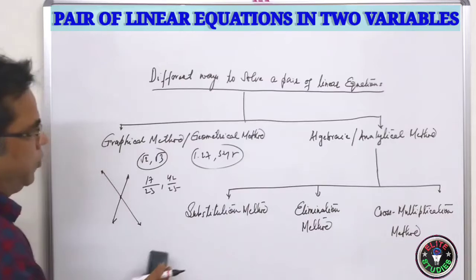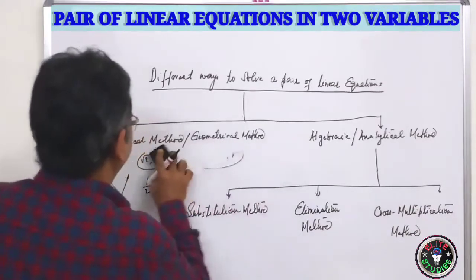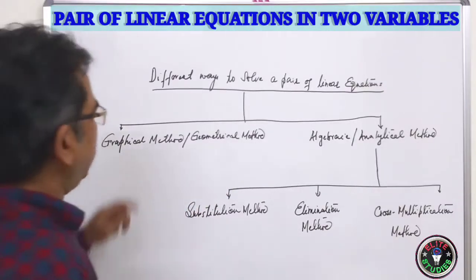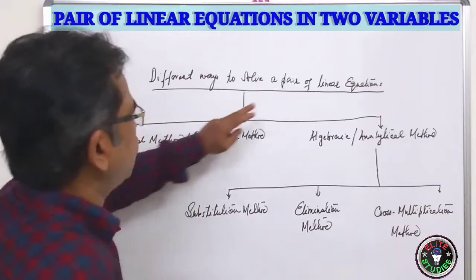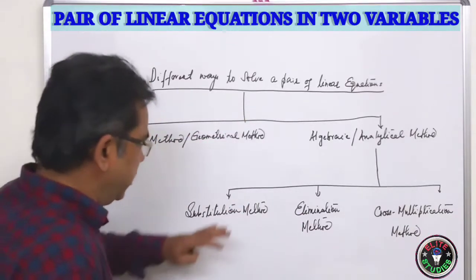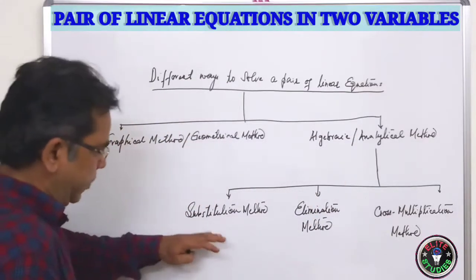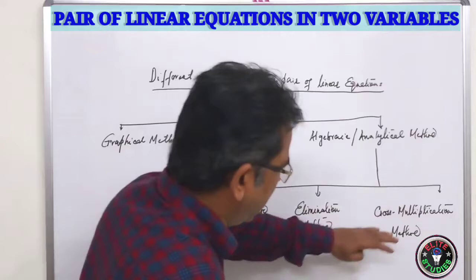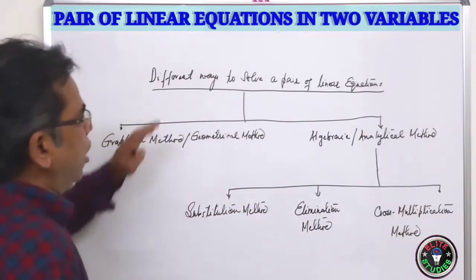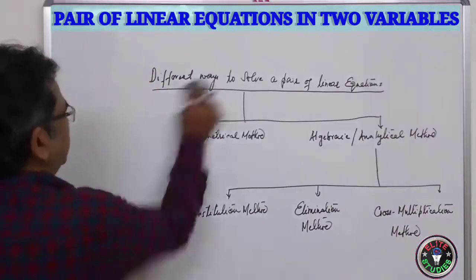Now we will do some questions based on substitution method. I will again repeat. These are the various ways to solve a given pair of linear equations in two variables: graphical method and algebraic method. In algebraic method, again there are three different methods: substitution method, elimination method and cross multiplication method. Today we are going to study how to solve a given pair of linear equations in two variables by the method of substitution.